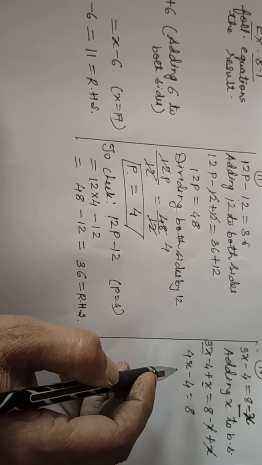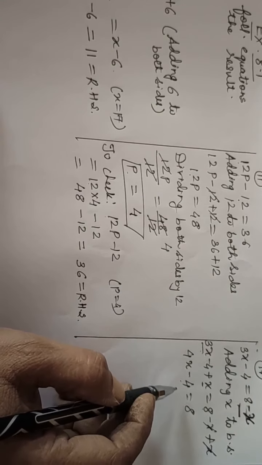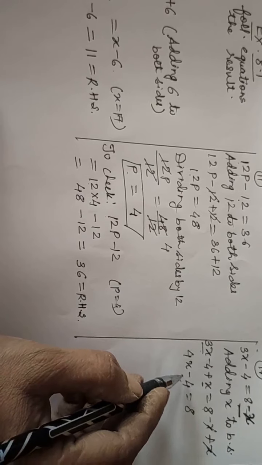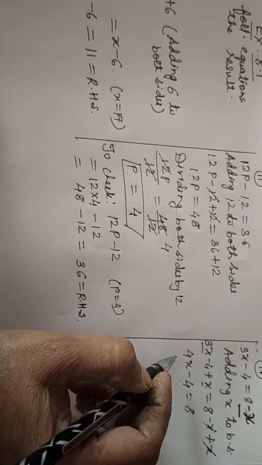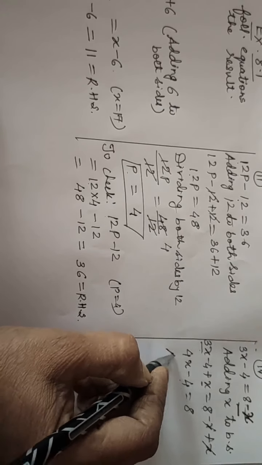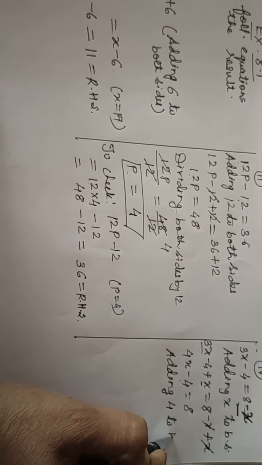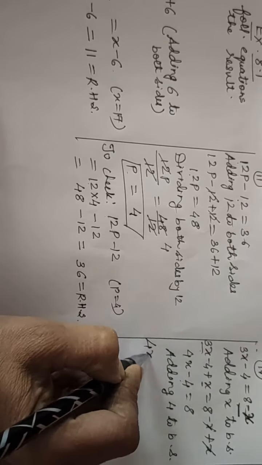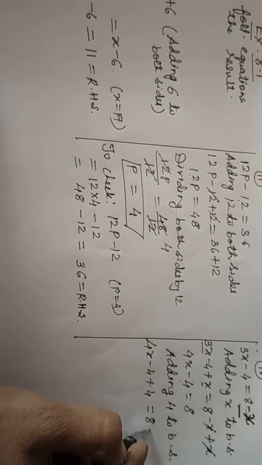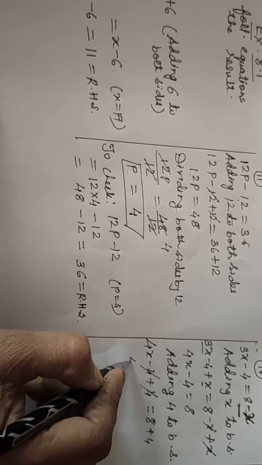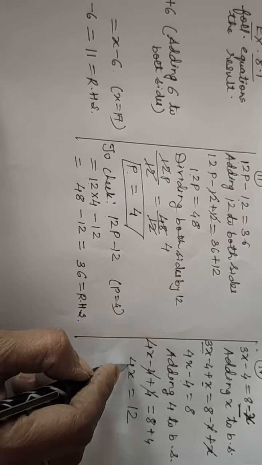Now, with 4x, what is there here? Minus 4. So you have to check in each step what you can do. If you want to remove minus 4, you have to add 4 on both sides. So we will write adding 4 to both sides. Now this is your 4x minus 4, add 4. And here you add 4, 8 plus 4. Minus 4 plus 4 get cancelled. Here 4x, and 8 plus 4 is equal to 12.